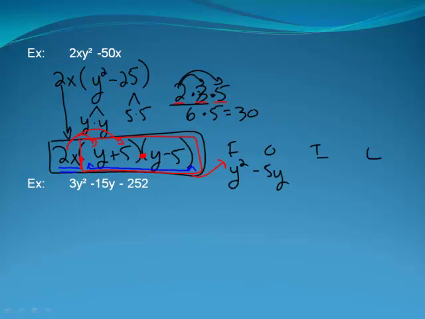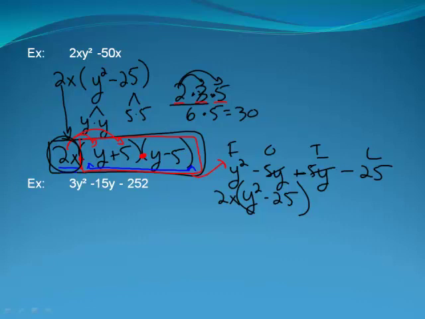Inner product is plus 5 times y, which is plus 5y. And last two would be plus 5 times minus 5, or minus 25. Notice that the minus 5y and the plus 5y cancel out. That leaves you with y squared minus 25. And then that quantity will now be multiplied to that 2x, which I left for my last step.